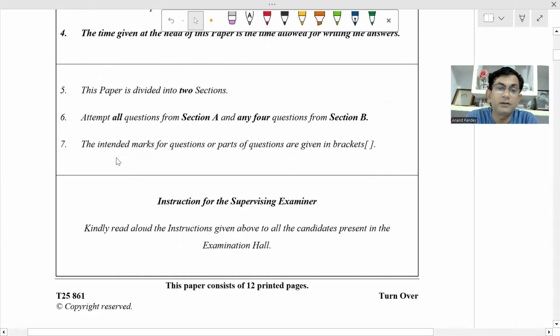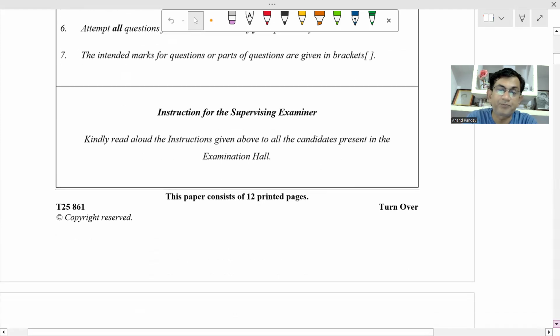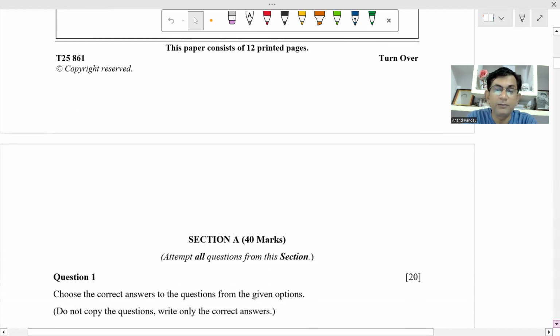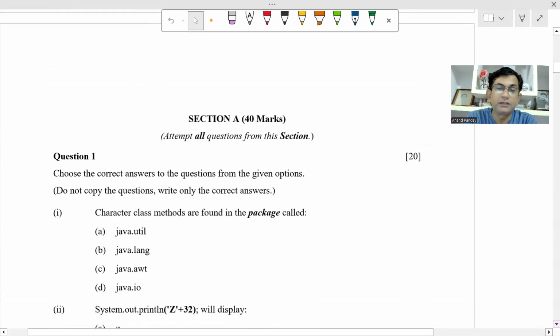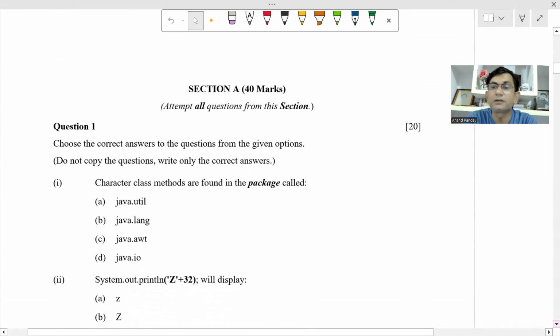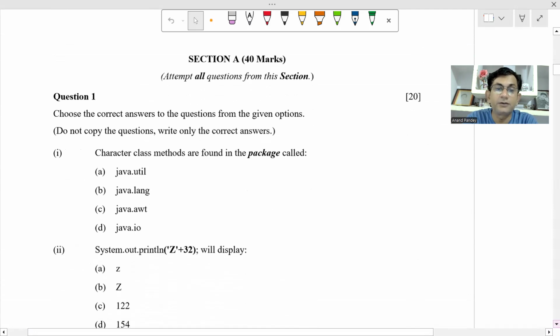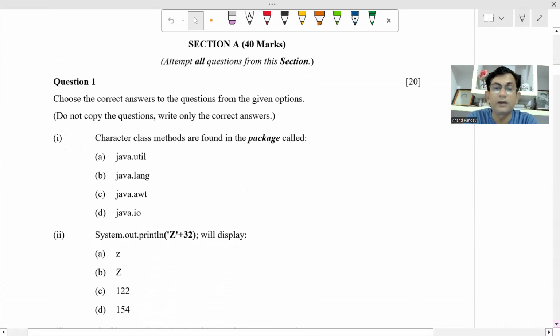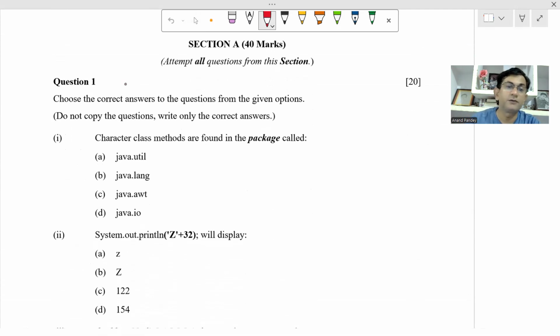The intended marks of questions or parts of questions are given in brackets. Read the instructions carefully. Now I'm going to start the questions. Section A is of 40 marks, section B is of 60 marks. Each and every question I will try to explain and I will write the answers. Listen carefully, and any doubt you can ask through the comment section. So let's start with question number 1.